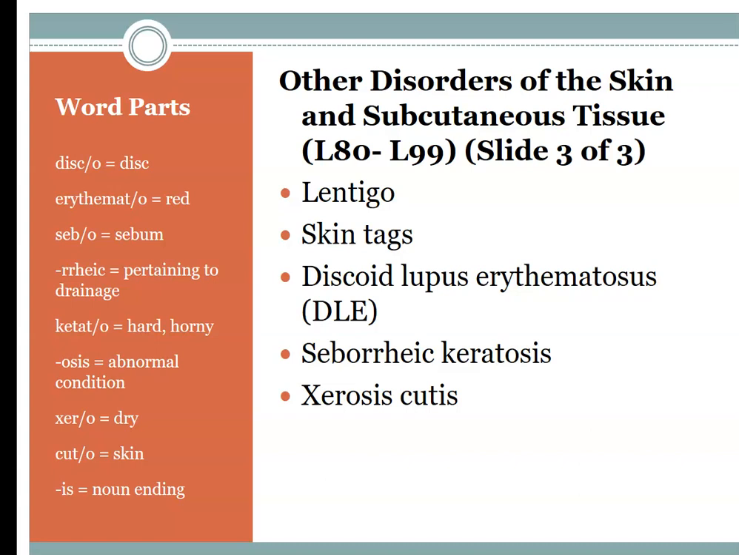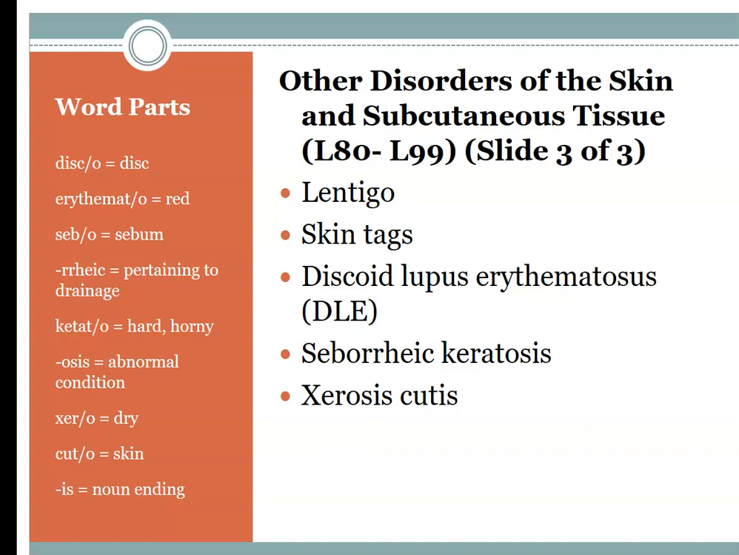Some other disorders of the skin or subcutaneous tissues: lentigo is darkened macules caused by sun exposure, otherwise known as age spots. Skin tags are soft, pedunculated, literally meaning little foot, lesions that are an outgrowth of the epidermis and dermal tissue. These occur most often in multiples on the neck, eyelids, armpits, and groin. A synonym for skin tags is acrochordons.